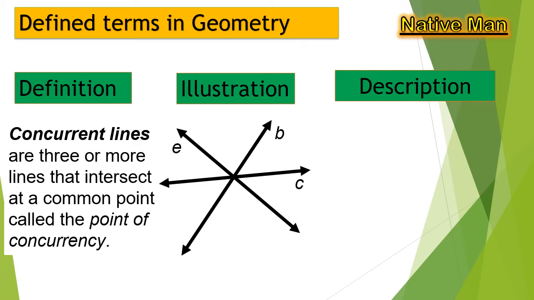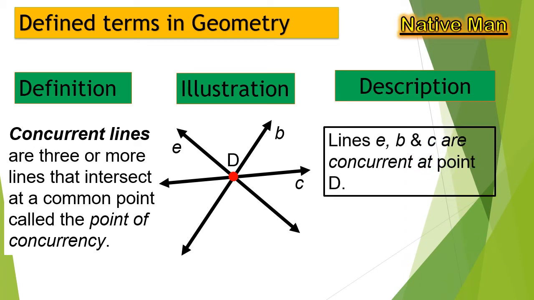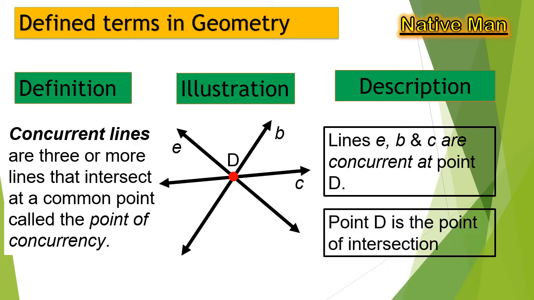If you notice, there are three lines. So, kung three lines intersect at iisang point, halimbawa that is point D, ang tawag sa kanya ay point of concurrency. In the description, lines E, B, and C are concurrent at point D. So, point D is the point of intersection or concurrency.